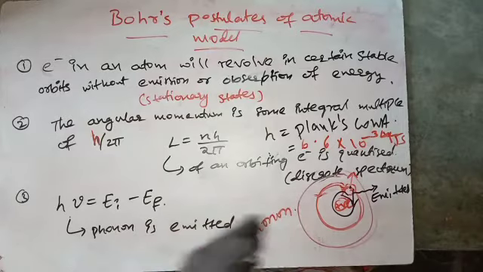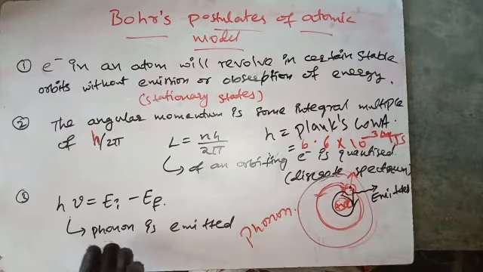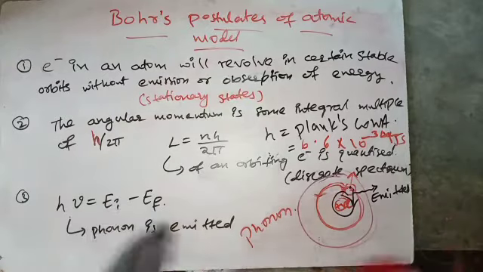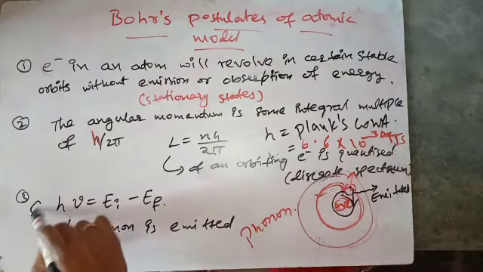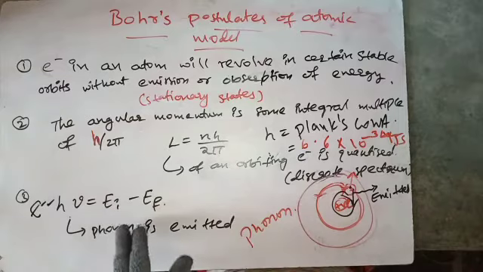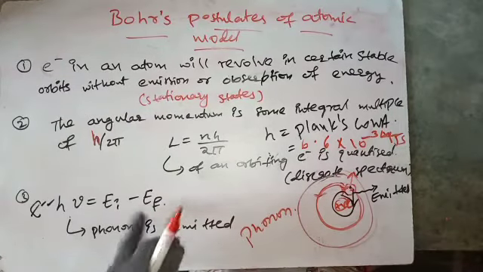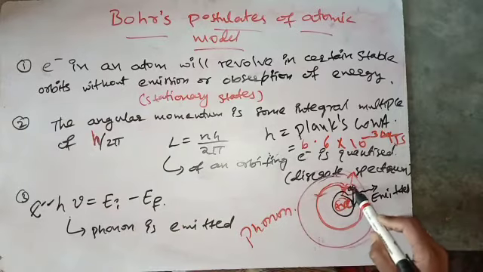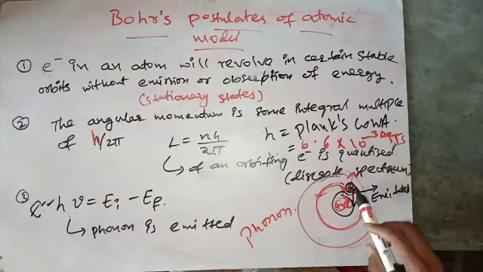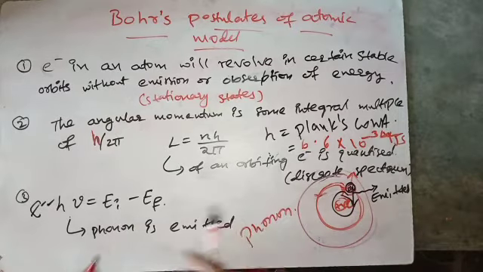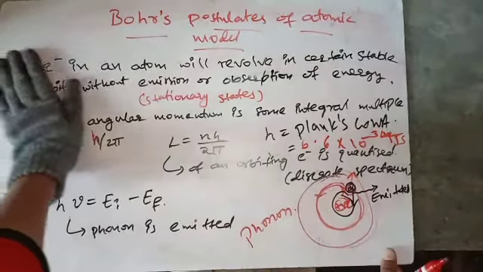This energy will be equal to the photon energy which is emitted, and this will be equal to h nu. Here energy is equal to h nu, which is nothing but initial energy minus final energy. What is initial energy? Let me explain clearly here.